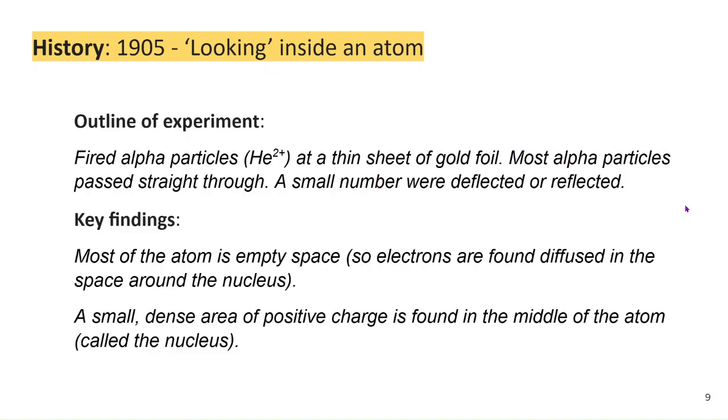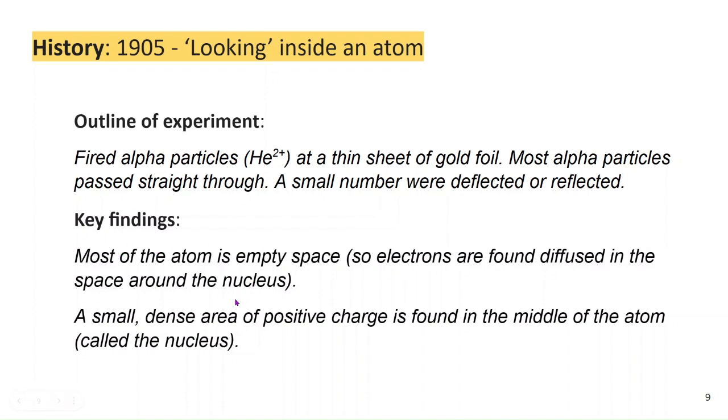Okay, so the experiment itself, right? Alpha particles, which are helium nuclei, were fired at a thin sheet of gold foil, and most of these alpha particles passed straight through, but a small number were deflected and some were reflected, essentially straight back, which is where that silly quote comes from at the beginning of that video, which is from Rutherford, because they're firing the alpha particles super fast and some of them still bounced back, right?